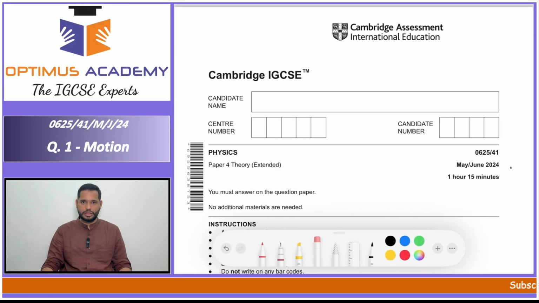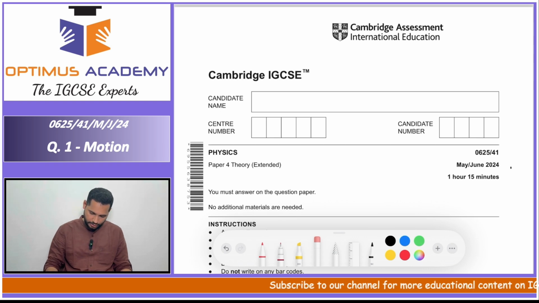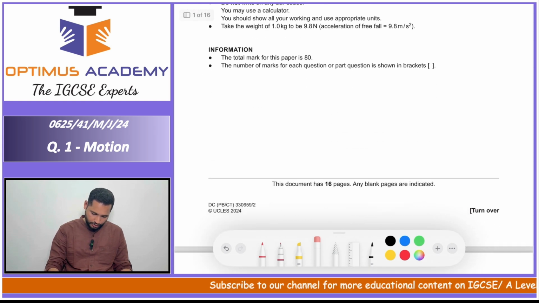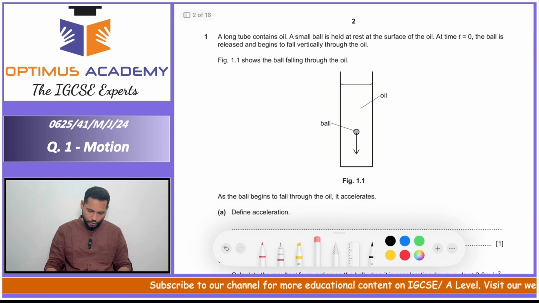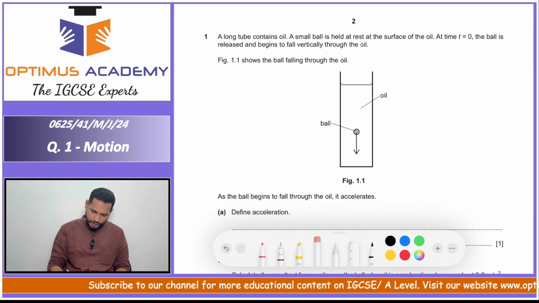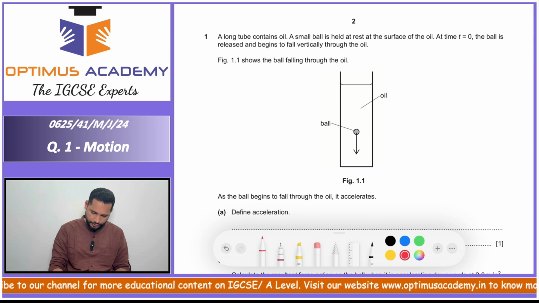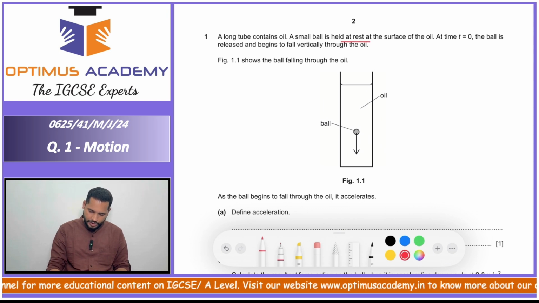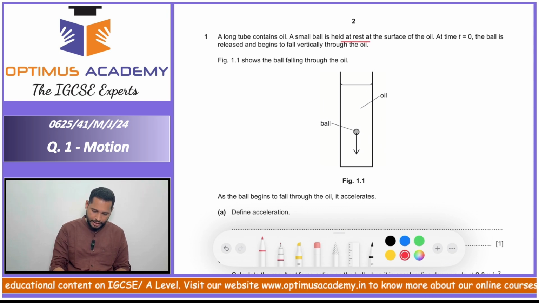Hello dear students. So today we are going to solve physics paper 41 from May-June series 2024. You can see on the screen the question number 1 for the paper says that a long tube contains oil. A small ball is held at rest at the surface of the oil. At time t equal to 0, the ball is released and it begins to fall vertically through the oil.